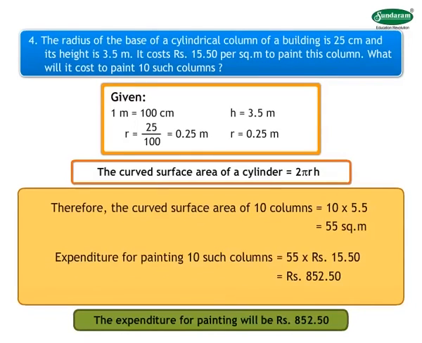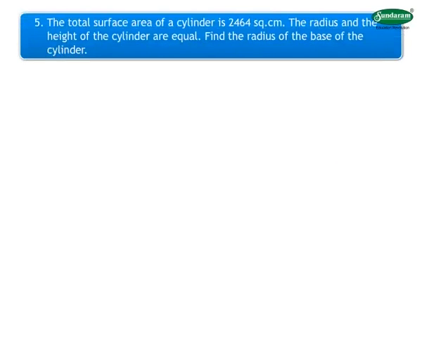Let us solve the sum in which only the total surface area of the cylinder is given and the radius and the height of the cylinder are the same. 5. The total surface area of a cylinder is 2,464 square centimeter. The radius and the height of the cylinder are equal. Find the radius of the base of the cylinder.